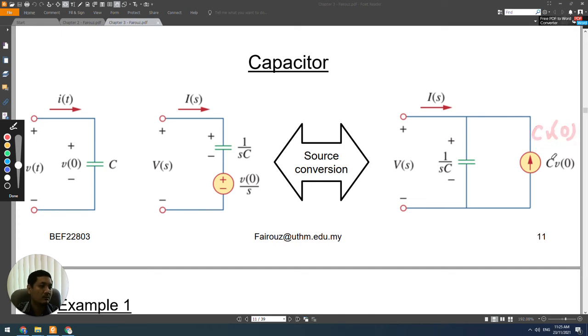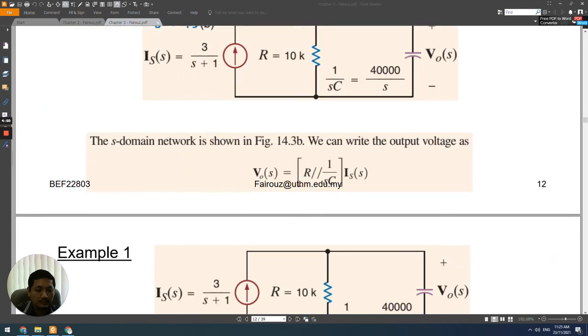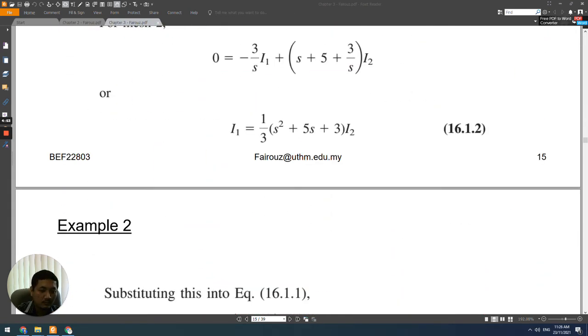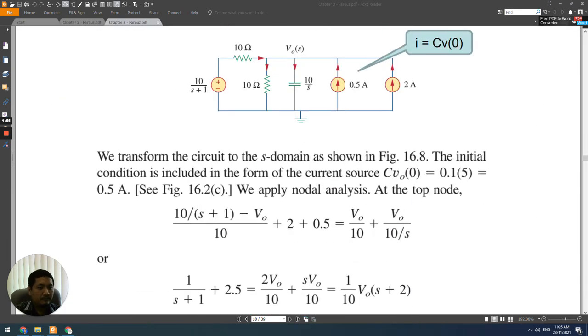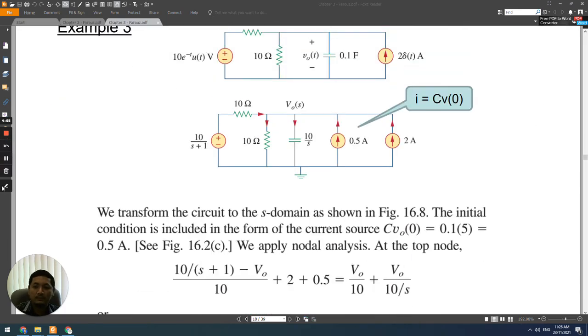So we have to calculate based on the capacitor itself, 0.1 times 5. So it's 0.5. This is the current source of the initial condition. Let's go back to the circuit. So here we have the initial condition represented as the current source, 0.1 times 5, and then we have the capacitor.